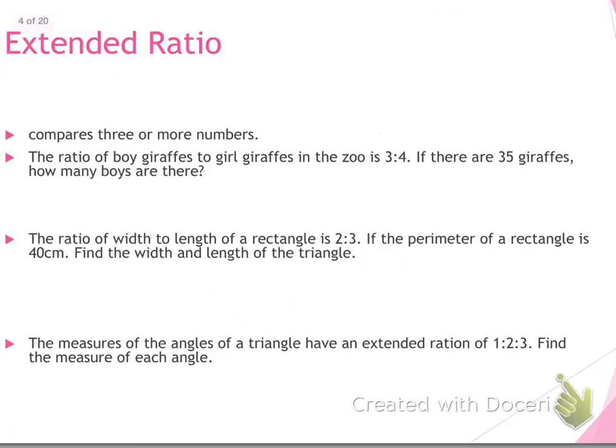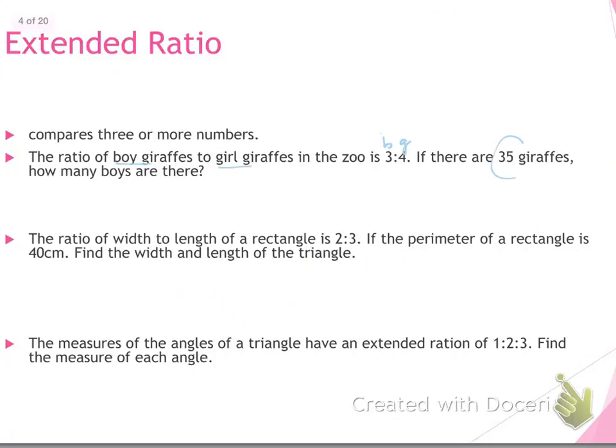Okay, extended ratios are when we're comparing 3 or more numbers. So I got 3, 4, and 5 in this, so we're comparing 3 different numbers. The ratio of boy giraffes to girl giraffes is 3 to 4. If there are 35, how many boys are there? It's written respectively. We said boys to girls, so this is my boys, this is my girls.